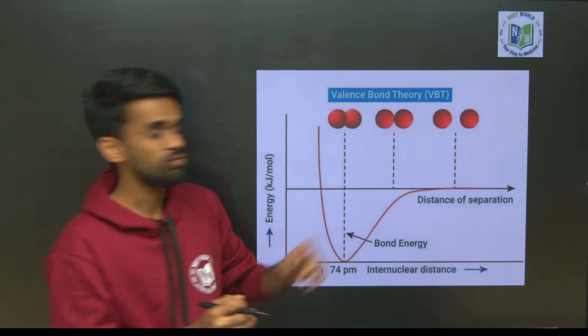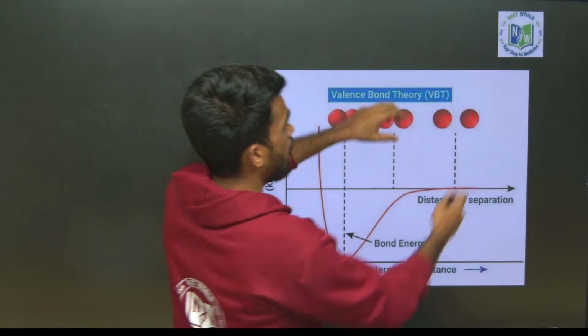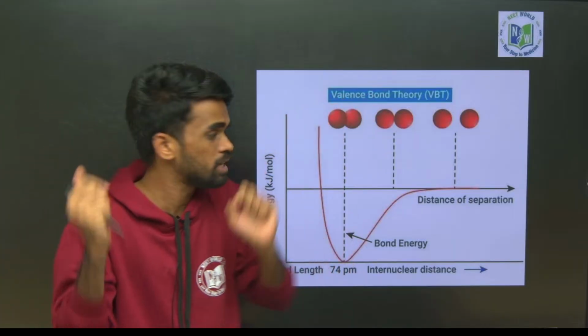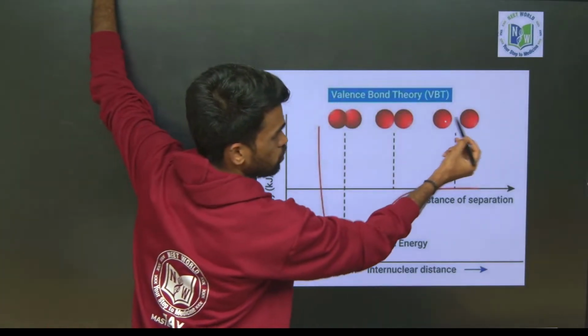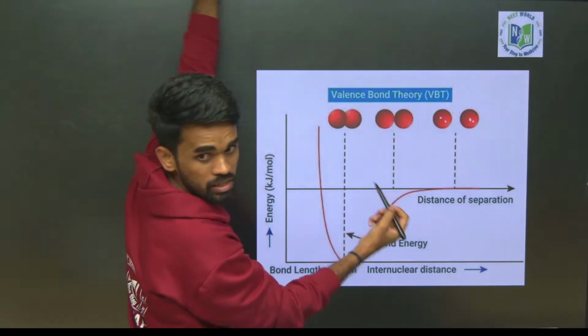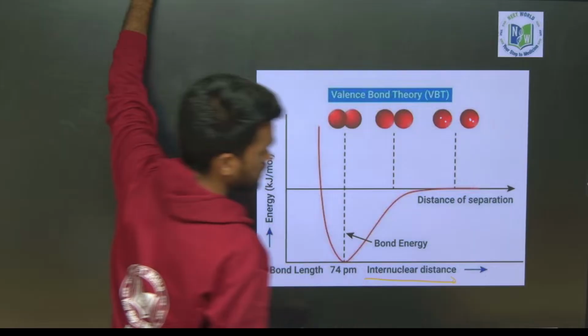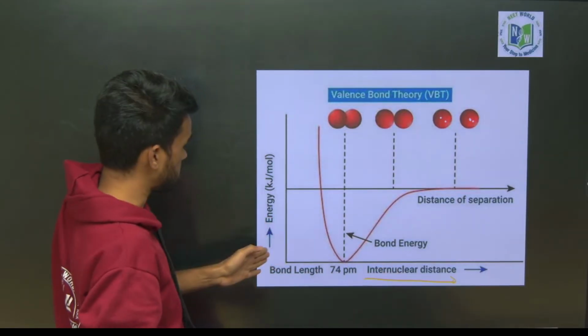Yeah, which are far from each other right now. So as we bring them close to each other, what happens? See, these are the two orbitals which are very far from each other. This is the internuclear axis, which I am taking on the x-axis, and this is the energy.